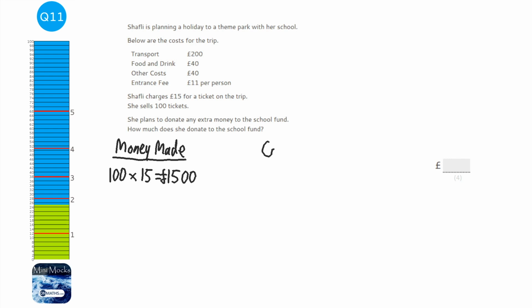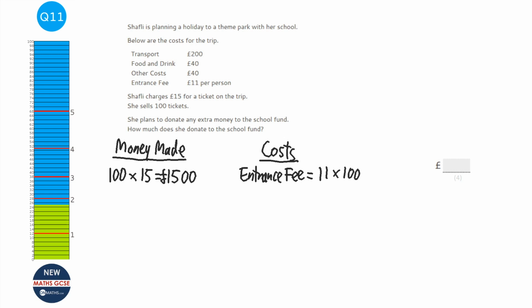Now the costs are a little bit more complicated to work out. So the entrance fee is going to be £11 per person. So we do 11 times 15. Oh, not 15. 11 times 100 because she sells 100 tickets, which is 11 with 2 zeros.